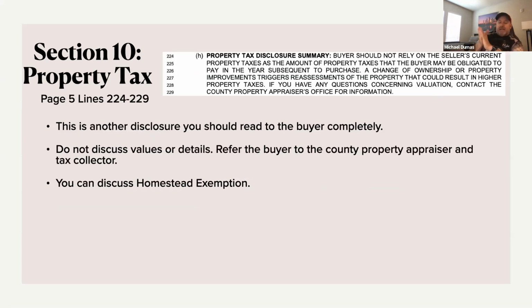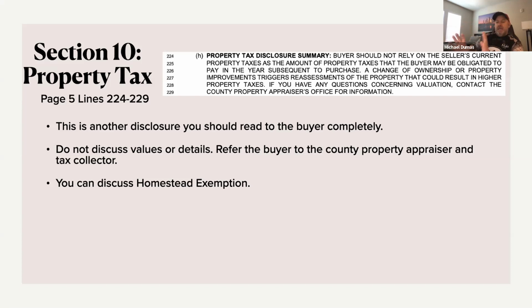The property tax disclosure, yet another disclosure that you should read completely to the buyer. Mr. and Mrs. Buyer, the buyer should not rely on the seller's current property taxes as the amount of property taxes that the buyer may be obligated to pay in the years subsequent to purchase. A change of ownership or property improvements triggers a reassessment of the property that could result in higher property taxes.